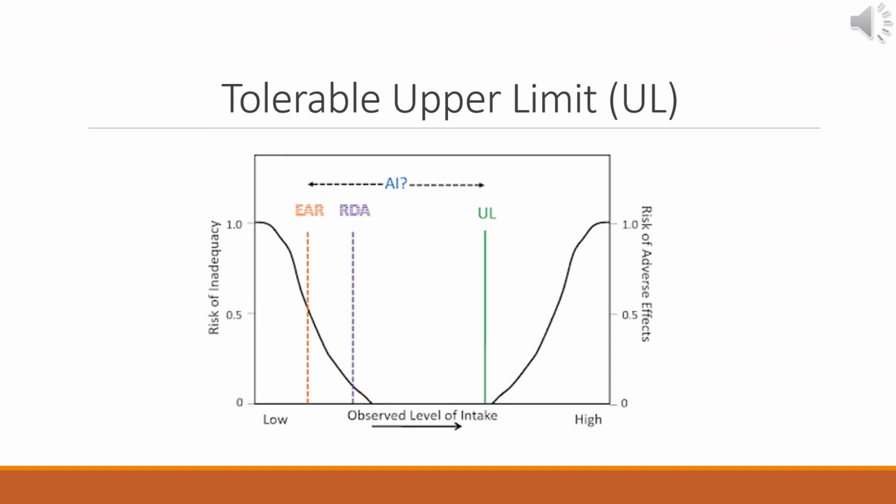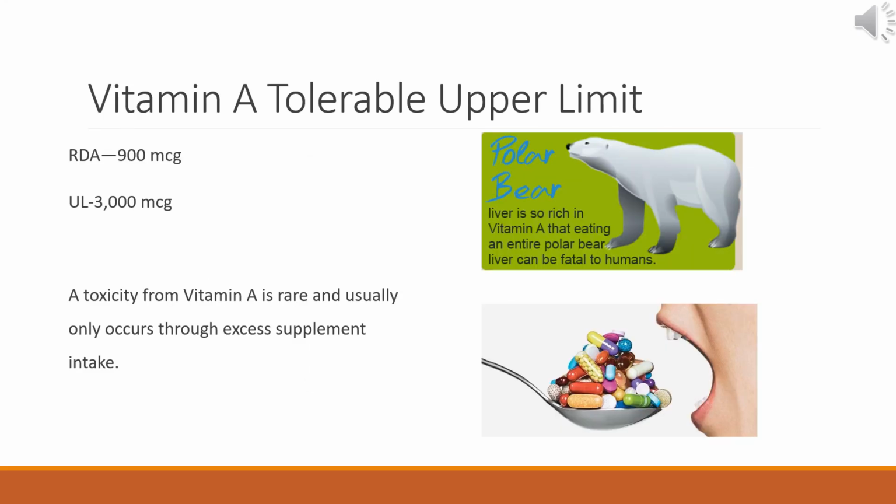Tolerable upper limits, or the ULs for nutrients, is the amount that if you reach or exceed that intake of a nutrient, you are at risk for a toxicity or an adverse effect from having too much of that nutrient. Now, in order to do that, you generally have to have a very, very high intake of that nutrient. To reach the tolerable upper limit, you need to go way over the amount that you would approximately need. And oftentimes, even if you exceed that amount, you are still unlikely to experience those adverse effects.